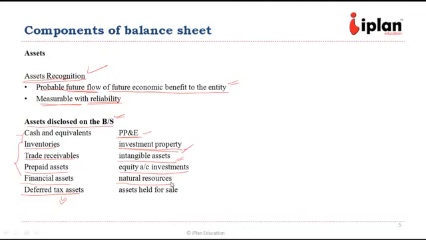There could be natural resources, for example mines, etc. Or there could be assets which are held for sale, for example tradable securities, equities or bonds, etc. So these are various kinds of assets which we put on the balance sheet. Now let us look at the liability.